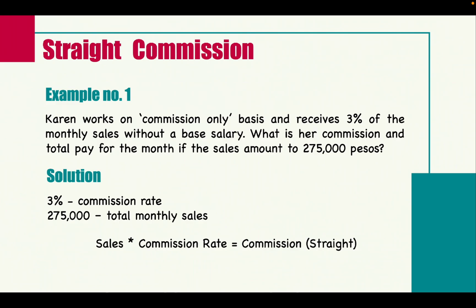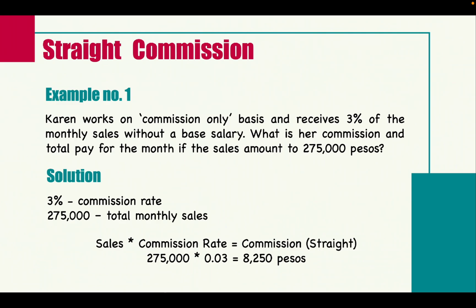So let us solve this. Our sales is 275,000. We multiply it by the commission rate, which is 3%. So 275,000 times 0.03, you can check it with your calculator. You should get 8,250 pesos. This means that of the 275,000 pesos Karen sold, only 3% is her salary.